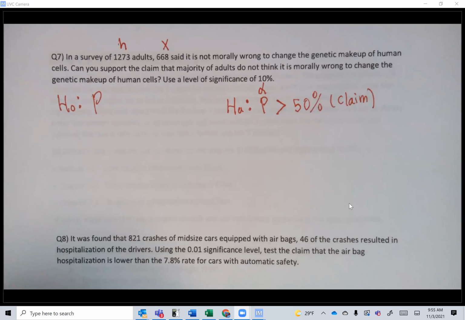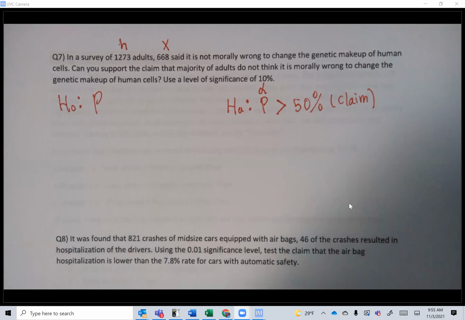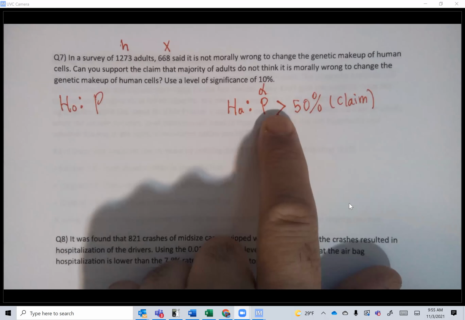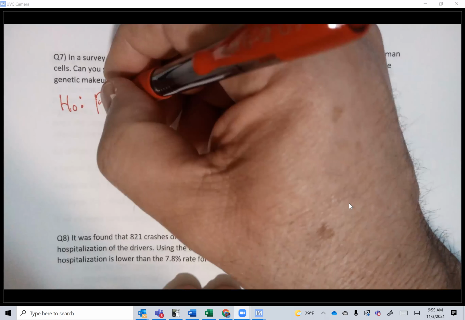You know, we had elections last night, and anyone who got over 50% was declared a winner, regardless of what type of race they were running for. So that's what it means. And if I give you the same question, guys, on a test, and I said, can you support the claim that minority of adults, you make it less than 50%? So if this is a greater than, guys, you agree with me that this one has to be less than or equal to.